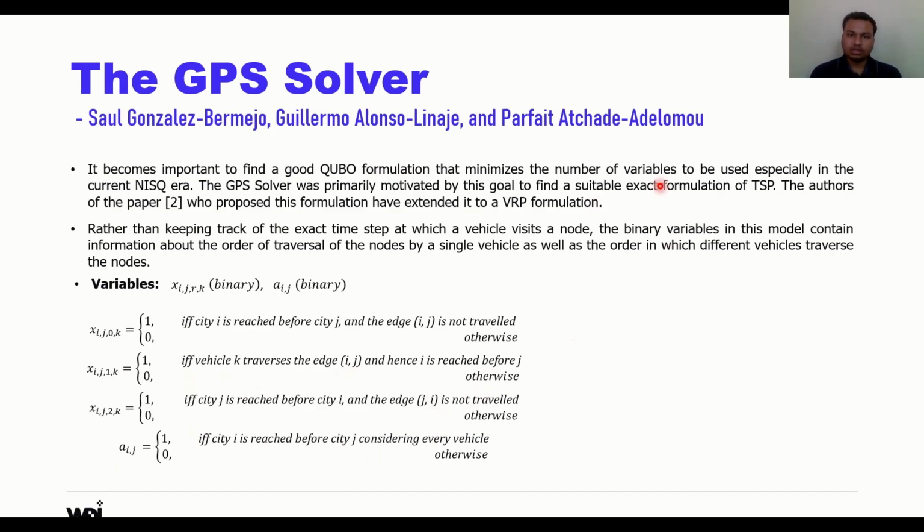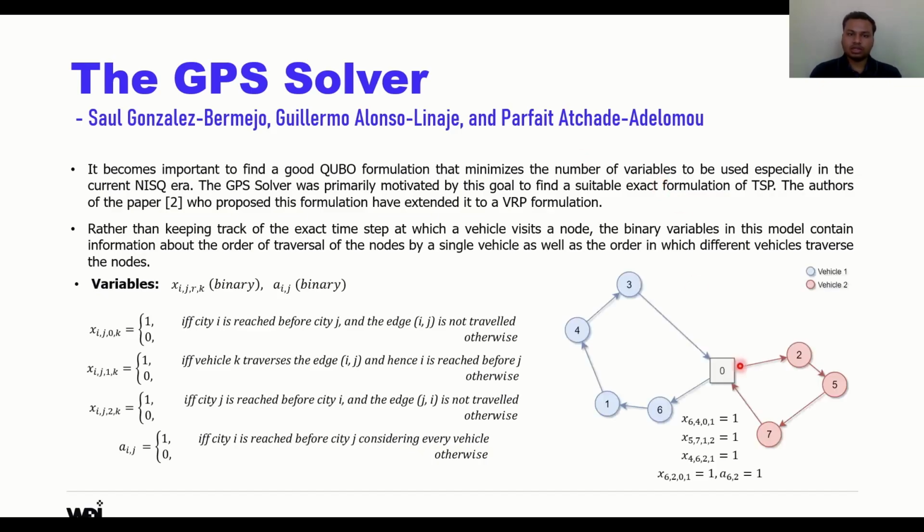In this formulation, we shall assume that the vehicles traverse in the order of their indices, that is, vehicle 1 completes its journey before vehicle 2, and so on. Let's take a look at this example, which will make it clearer. We can see here that vehicle 1 visits node 6 before node 4, and there is no direct edge between them. So x_64^01 will be set to 1, and x_46^21 will also be 1.